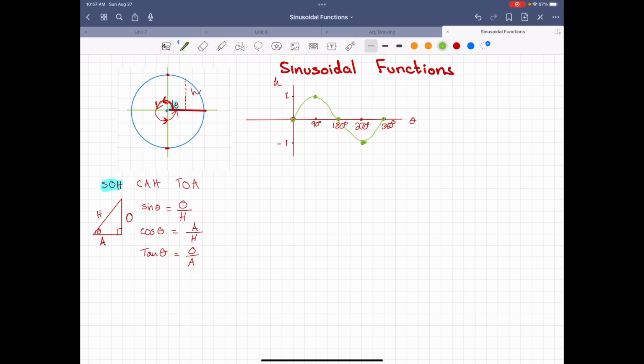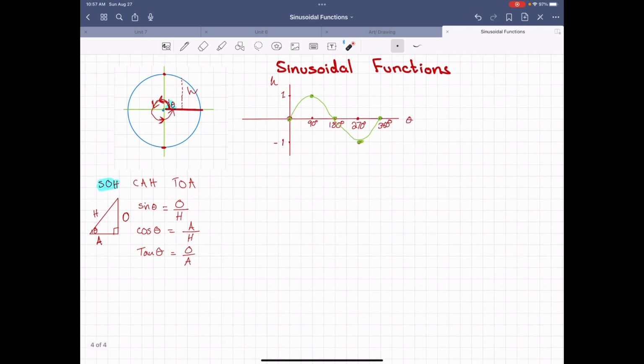This is the overall look of my sinusoidal function. We haven't verified yet the fact that it's curved, so the fact that it's more like a wave instead of being like a straight line. But that is the case if I was to check all the heights throughout, like for 30 degrees, for 45 degrees, for 60 degrees, it tends to take this shape. That is the graph for sine theta.